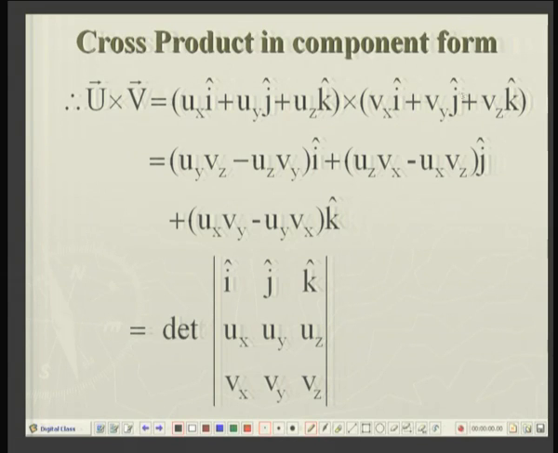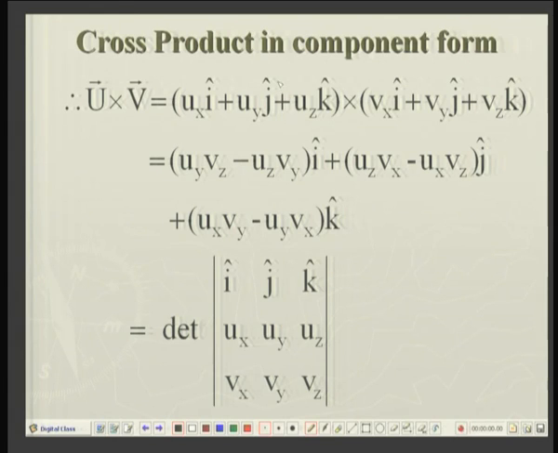i with j will give me k, i with k will give me minus j. So, in this way, if next I take the second term, then the third term, and if you collect all these terms, you will get u crossed with v is equal to (uy vz minus uz vy) times the unit vector i. Similarly, (uz vx minus ux vz) multiplied by the unit vector j, etc.